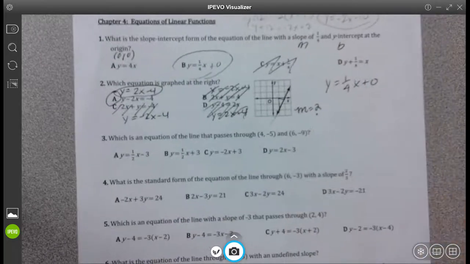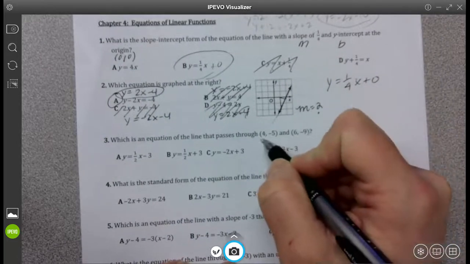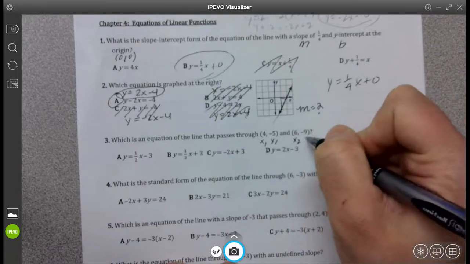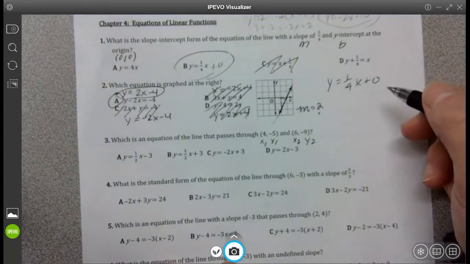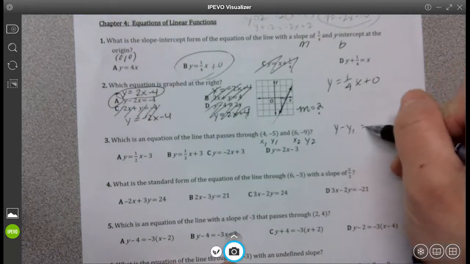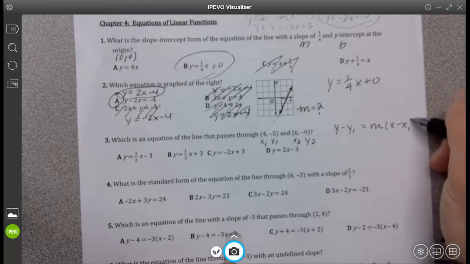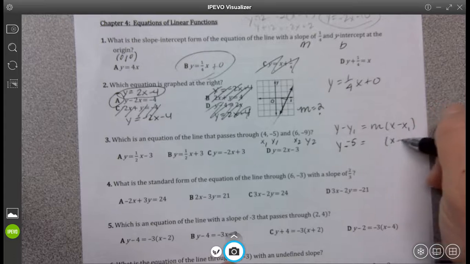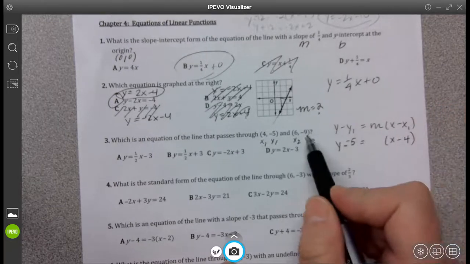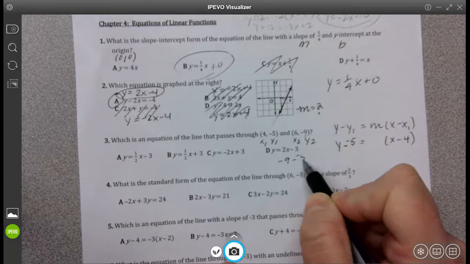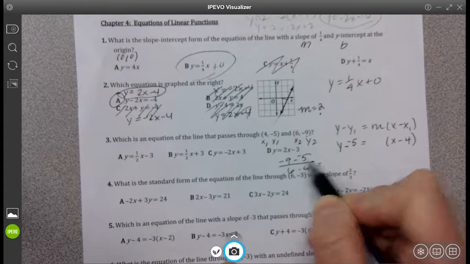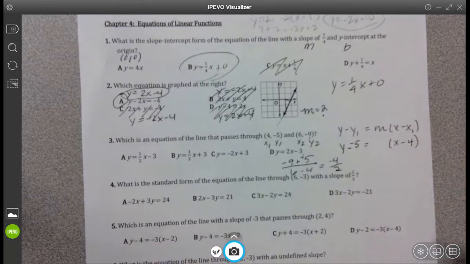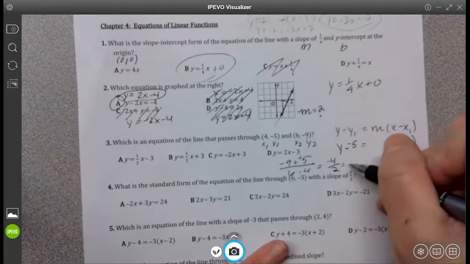Number 3, which is an equation of a line that passes through 4, -5, and 6, -9. Well, y minus y1 equals m times x minus x1 is your equation. Your y1 is -5. Your x1 is 4. To find your slope, -9 minus a -5 over 6 minus 4. That'd be -4 over positive 2, which is -2 for a slope.